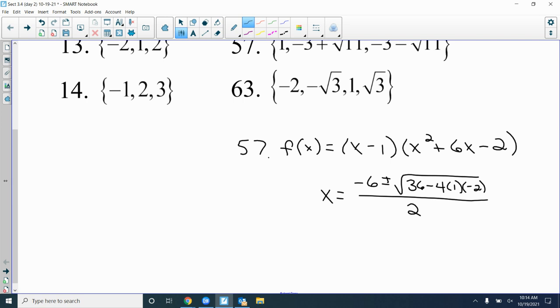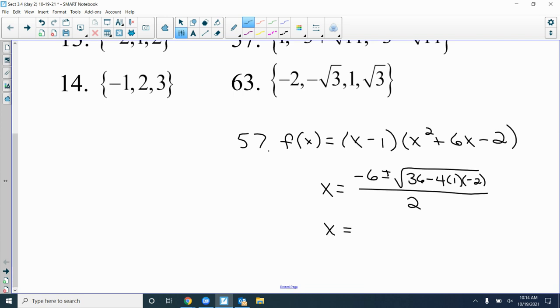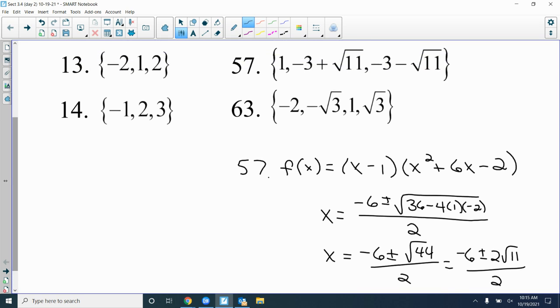Negative 4 times 1 times a negative 2 becomes positive 8. So it becomes 36 plus 8, which is 44. I think you guys did 36 minus 8, and you got 28. So this should be x equals negative 6 plus or minus square root of 44 over 2, which is negative 6 plus or minus 2 square root of 11 over 2. And then when everything cancels, that's where we get the negative 3 plus or minus square root of 11.